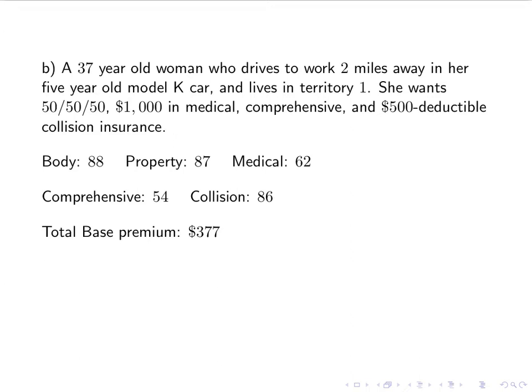Next is the classification. 37-year-old woman. She is sadly not considered a young female. So she is in the first tier that says no young operators, and then only operator is female, age 30 to 64. So she's in that very top row. She drives to work 2 miles away, so that is the first column, and we should be getting 0.90. Once we have those two, the classification and the total base premium, multiply them together, we get $339.30.